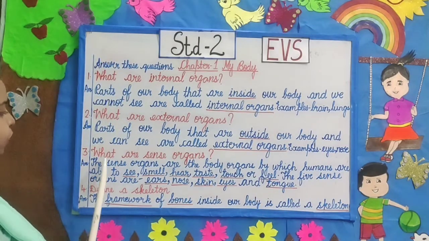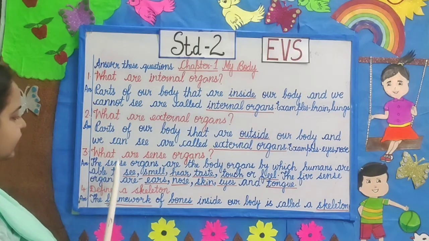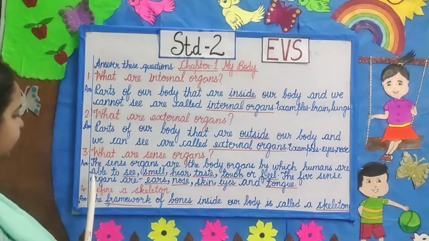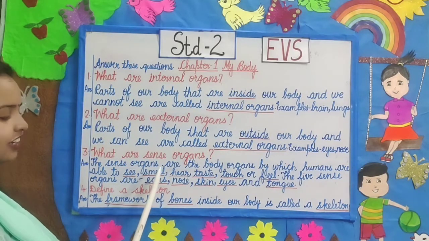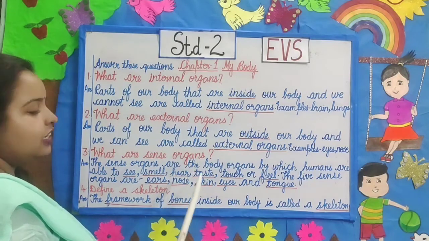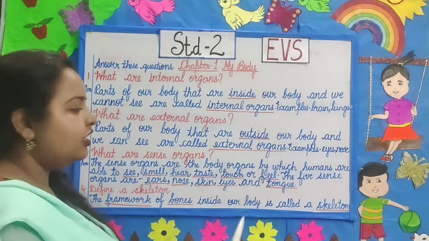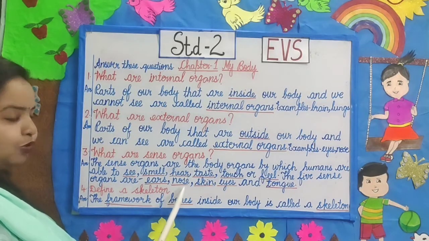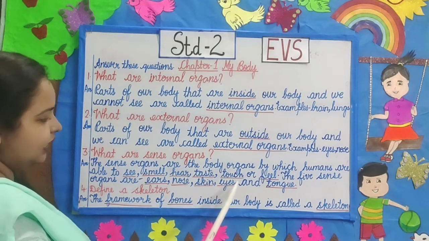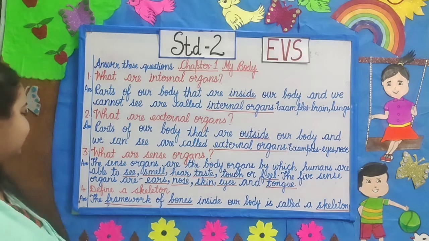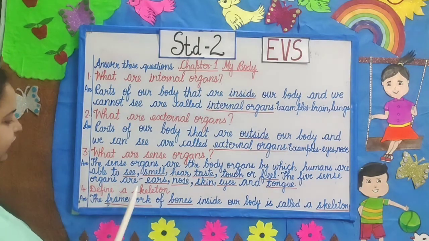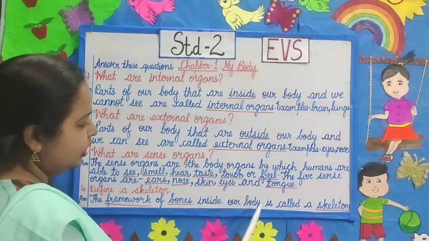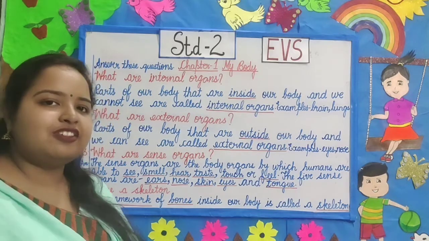Question number 3. What are sense organs? The sense organs are the body organs by which humans are able to see, smell, hear, taste, touch or feel. The 5 sense organs are ears, nose, skin, eyes and tongue. Question number 4. Define a skeleton. The framework of bones inside our body is called a skeleton.